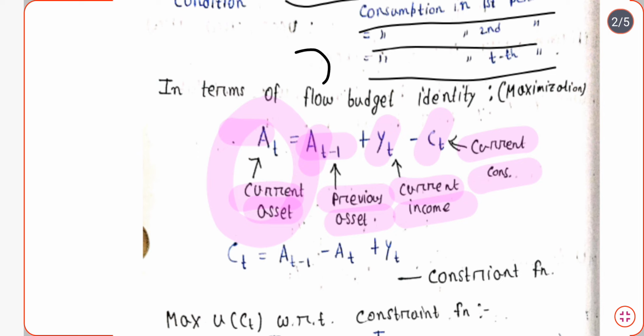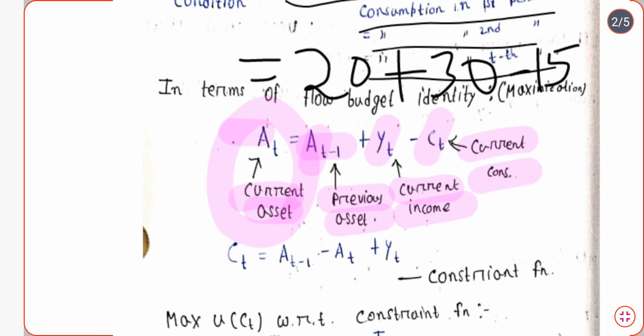Suppose my previous asset is 20 rupees. My current income, that is YT, is equal to 30 rupees and my current consumption is 15 rupees. So what have I obtained? 20 plus 30 is equal to 50 minus 15 is equal to 35. So this 35 is equal to my current asset, or this is my A t.